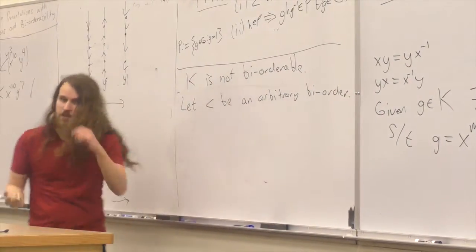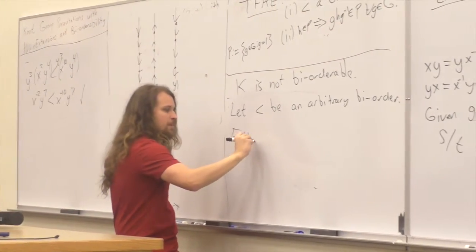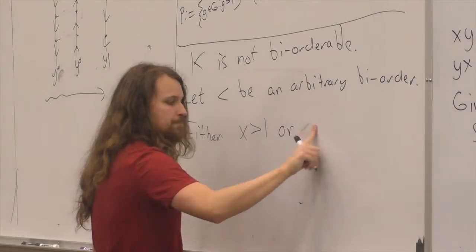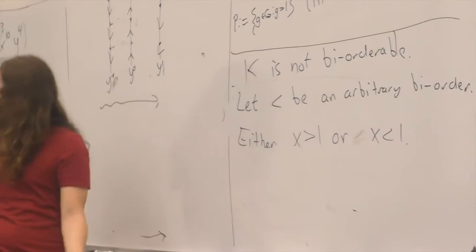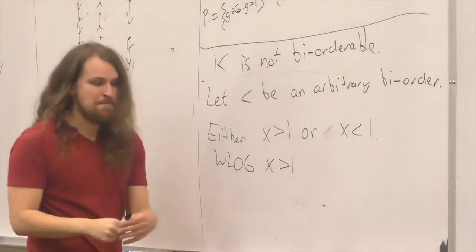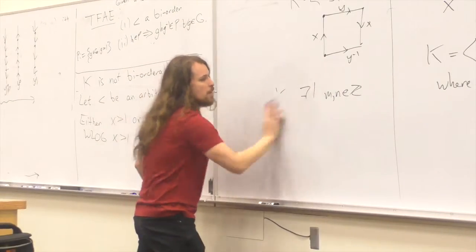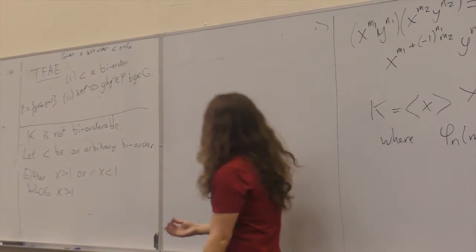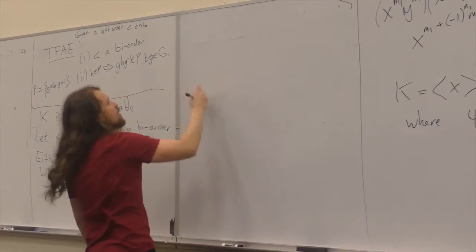Yeah, for the sake of contradiction. Since we're a total order, either x is bigger than 1 or x is less than 1. The argument basically works the same for both, so I'm just going to say, without loss of generality, x is bigger. If we're assuming we have a bi-order, conjugation should preserve this. So let's conjugate that by y.